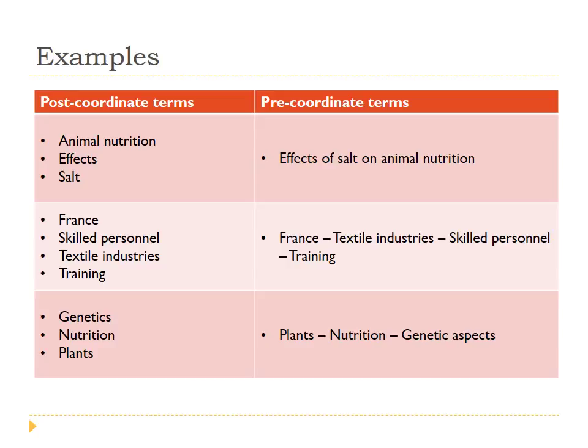And the same with genetics, nutrition, and plants, where we can see separately post-coordinate individual terms versus a pre-coordinate single term where these ideas have all been combined together, plants-nutrition-genetic aspects.